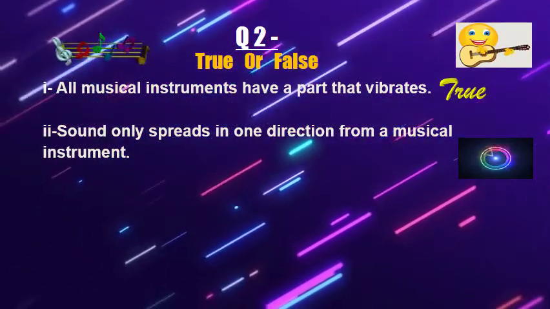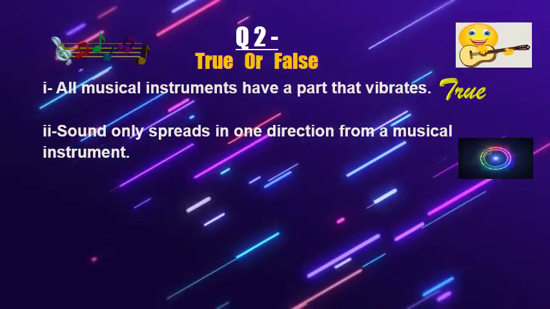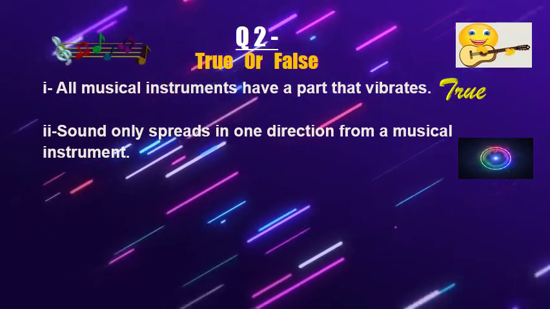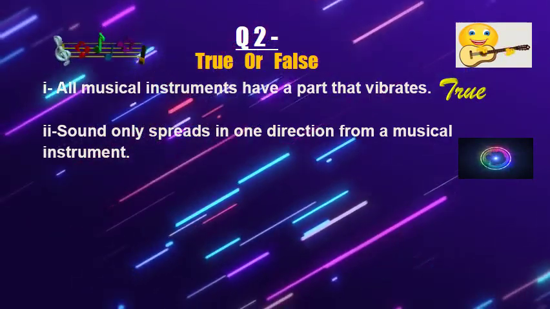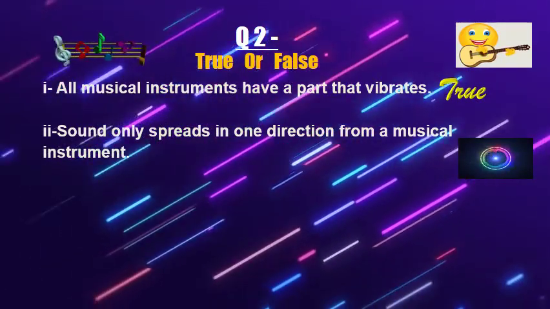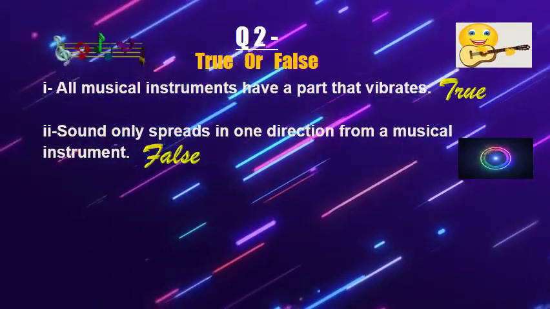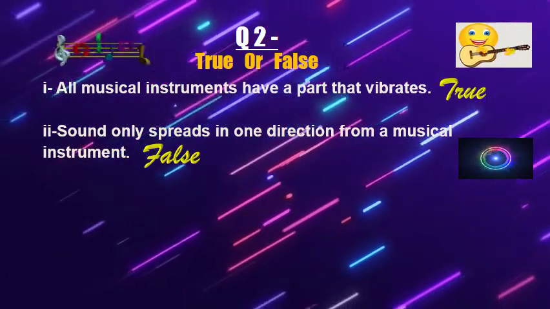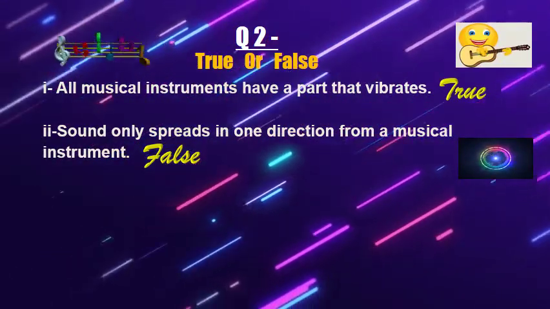So practically what happens is we can hear sound if it is produced from any direction. So the statement that sound only spreads in one direction from a musical instrument is wrong. So we will write false for the statement. So let's see our next question, the third question.